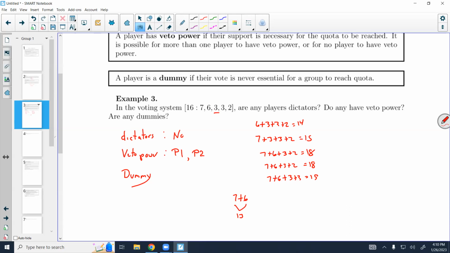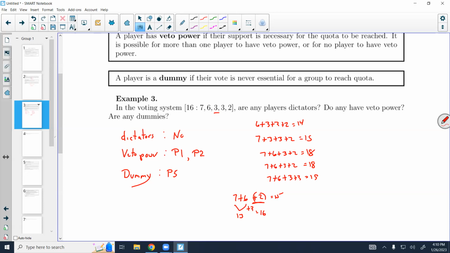Now, what about player 5? Player 5 is 2. If I just add that, I have 15, which is not enough. And then if I use one of the other ones instead, I already have 16. So player 5 doesn't matter. Doesn't matter what player 5 does, so player 5 is a dummy. Any questions on how we did that?